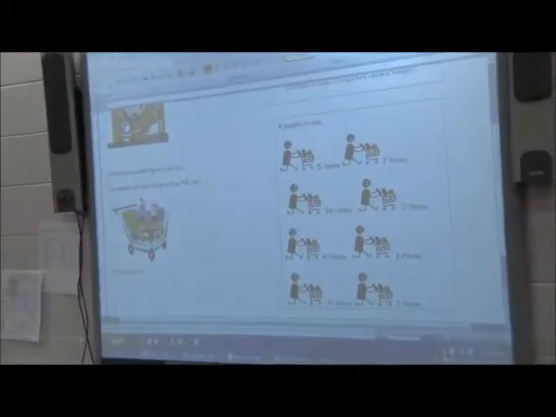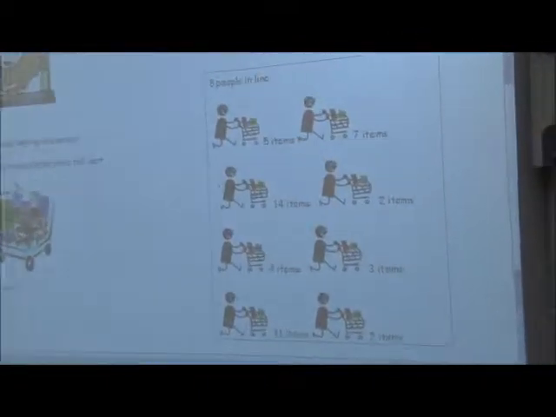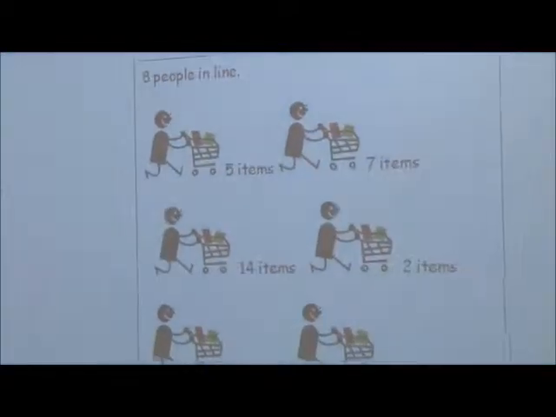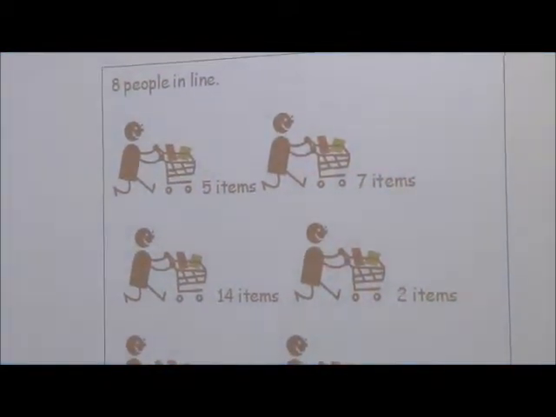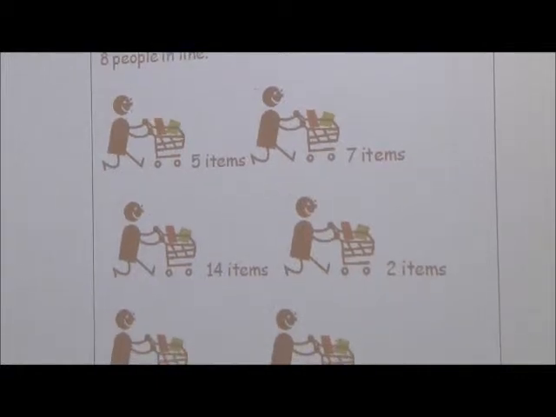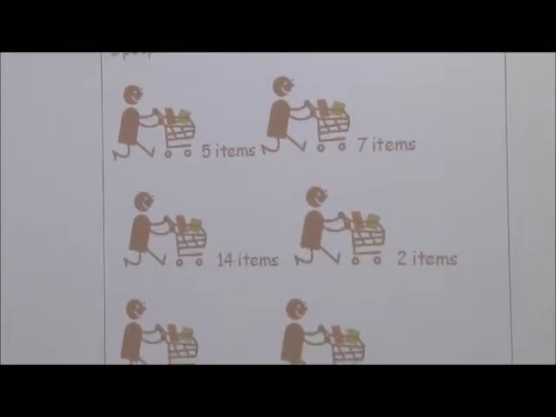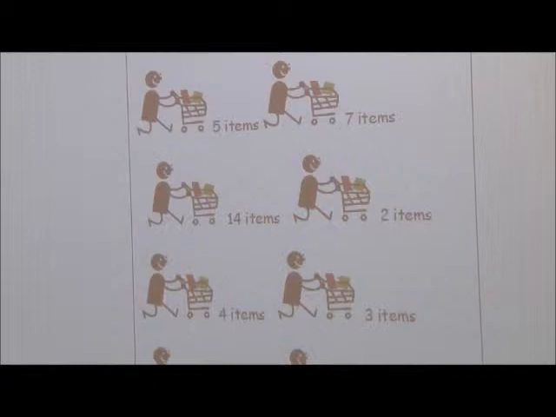So can you see that? It's 20 items or less. Three registers are open tonight. There's 8 people in line. The first person has 5 items. Second person has 7. The third person has 14.